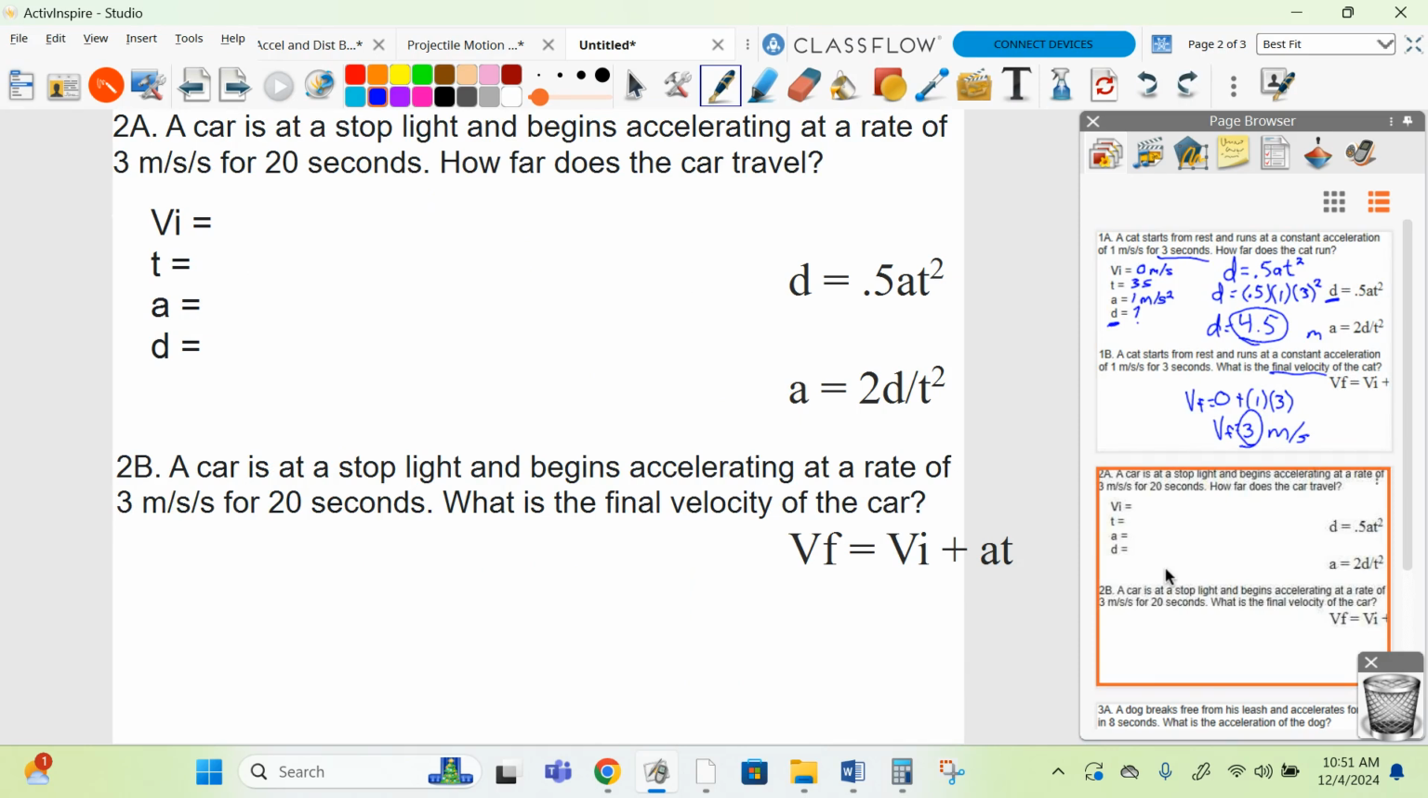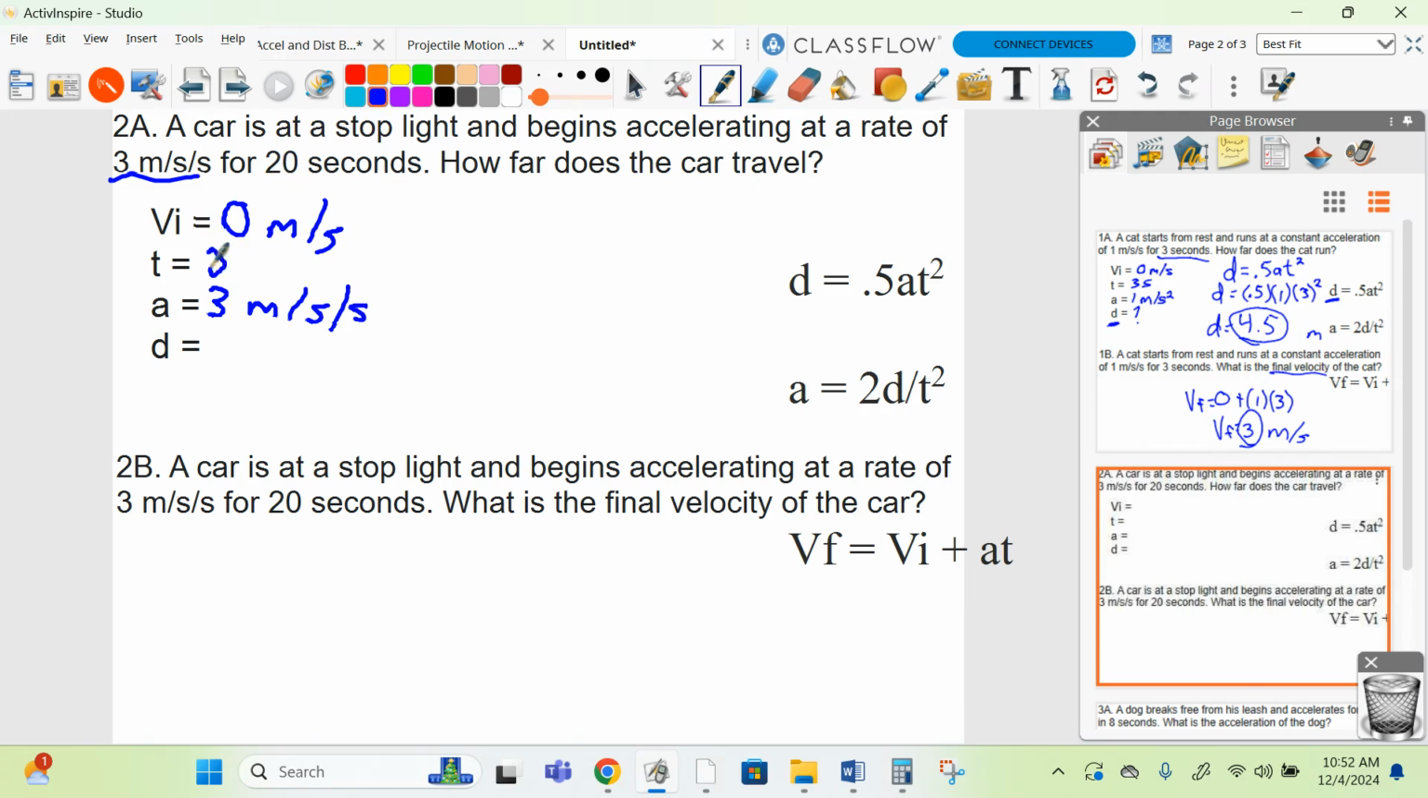As we take a look here at number 2, a car is at a stoplight. Well, if a car is at a stoplight, it's not moving. So that tells me the initial velocity is 0 meters per second. And then it begins accelerating at a rate of 3 meters per second per second. That is our acceleration. Again, it can either be meters per second per second or meters per second squared. Both are the same thing. This one is a lot easier to type.